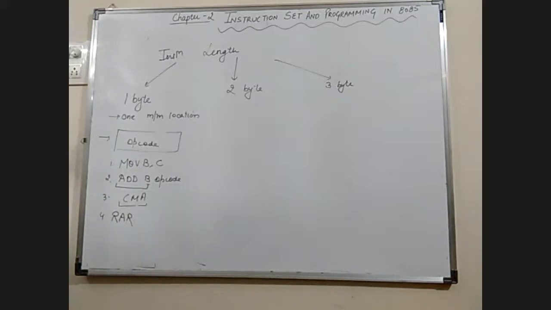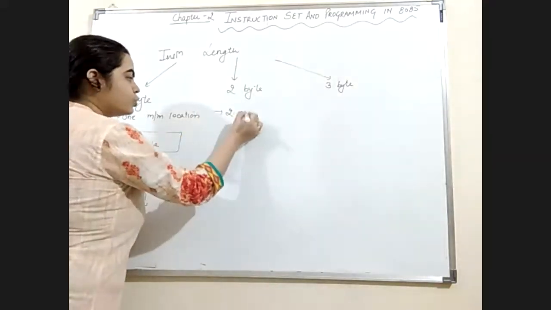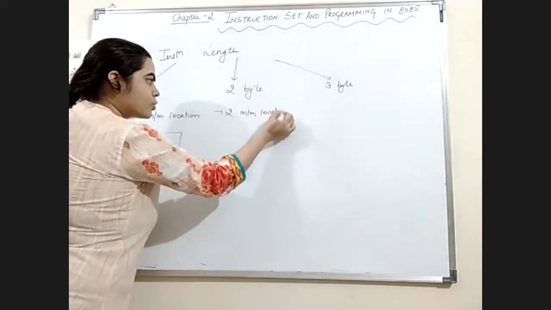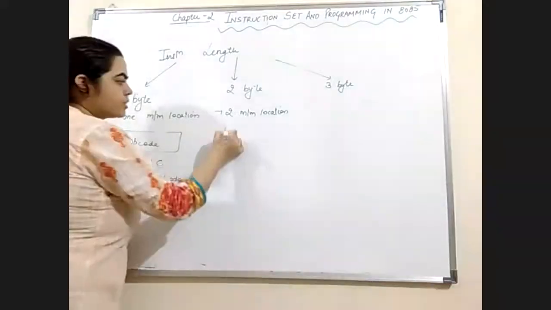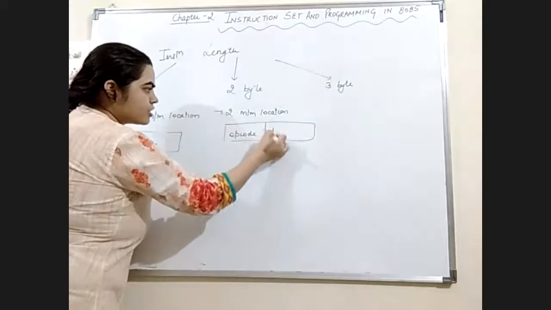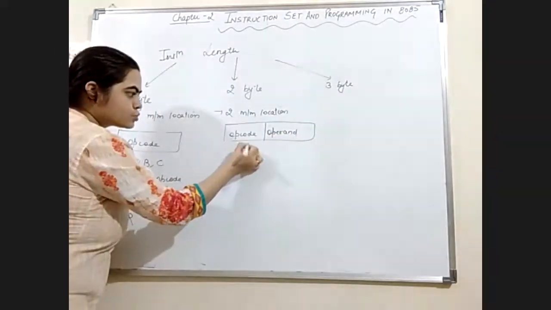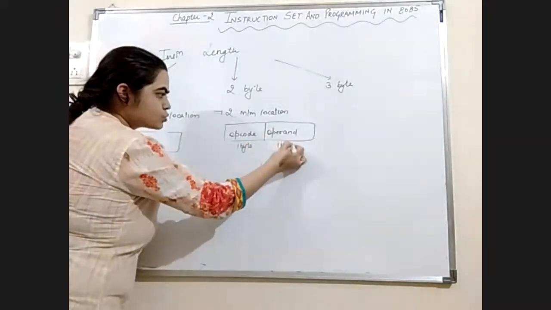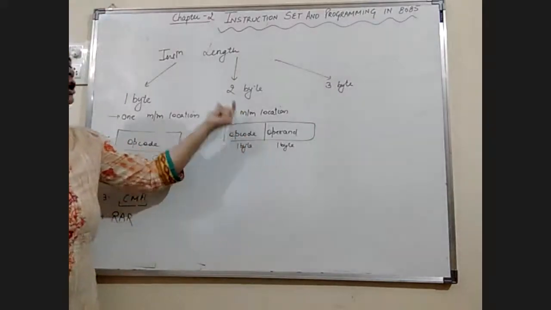Now after this, students, the next type of instruction is the 2-byte instruction. In the case of the 2-byte instruction, it requires 2 memory locations to store it. The first memory location is used to store the opcode, while the second memory location is used to store the operand. So 1 byte is used to store the opcode while 1 byte is used to store the operand. In short, these types of instructions are of 2 bytes.